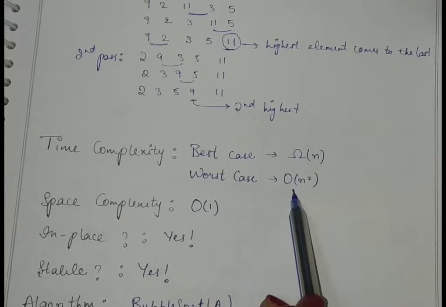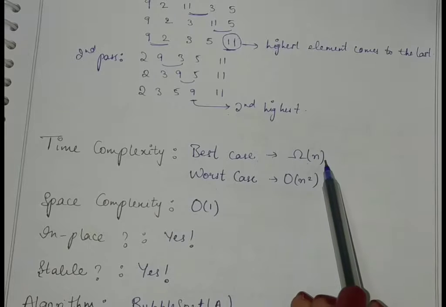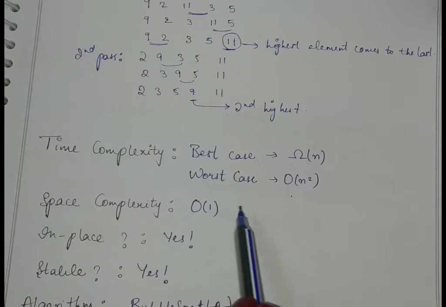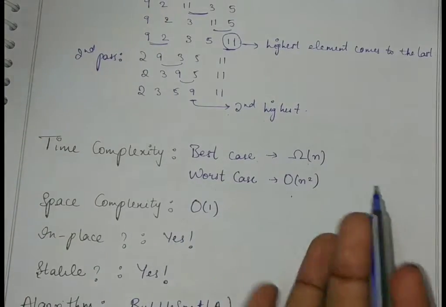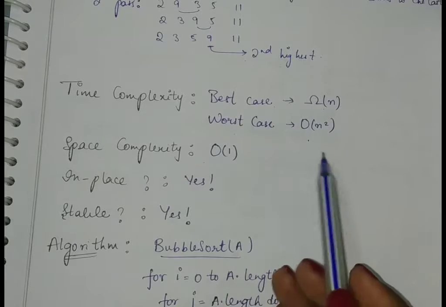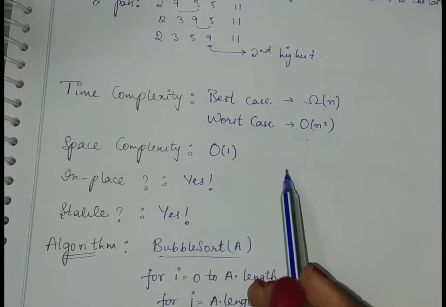If you consider the time complexities, the best case is of order n, and the worst case is of order n square. The best case occurs when it's already sorted, and the worst case occurs when they're in reverse order, that is, it's in descending order and you want to convert it into ascending order. And the space complexity is order of 1 because you need a constant space.